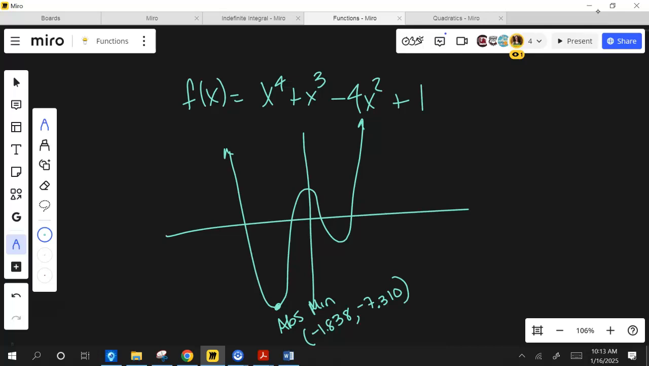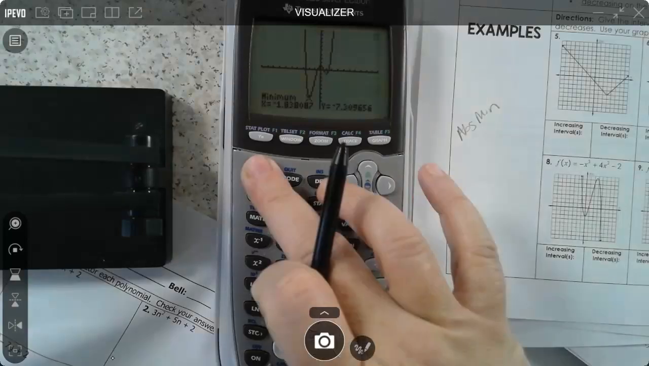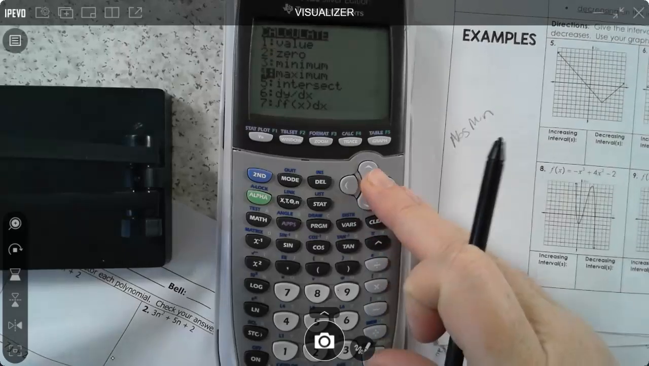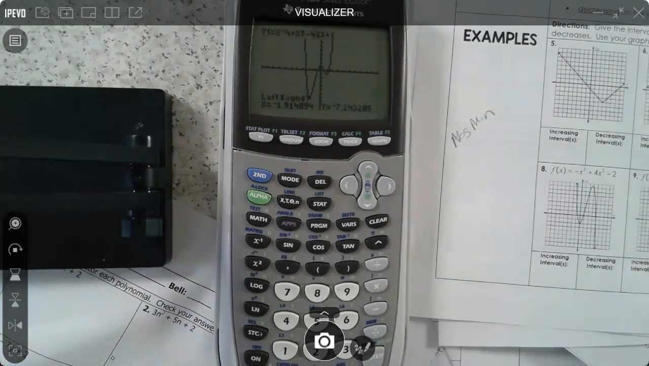All right, y'all take a second for me and find this maximum and this minimum, and let's see if we all get the same thing. Second trace.